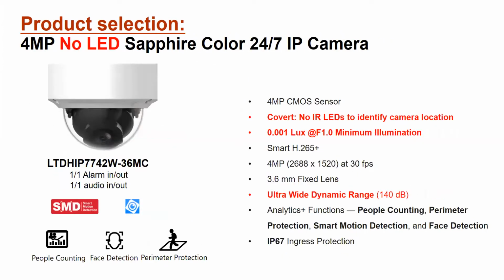Now this camera here does not have the white lights, so this is no IRs, no white light, but still full color. As long as there's ambient light within the area, the camera will show up as full color as long as it picks up that light. And again, this camera does have SMD and perimeter protection as well.